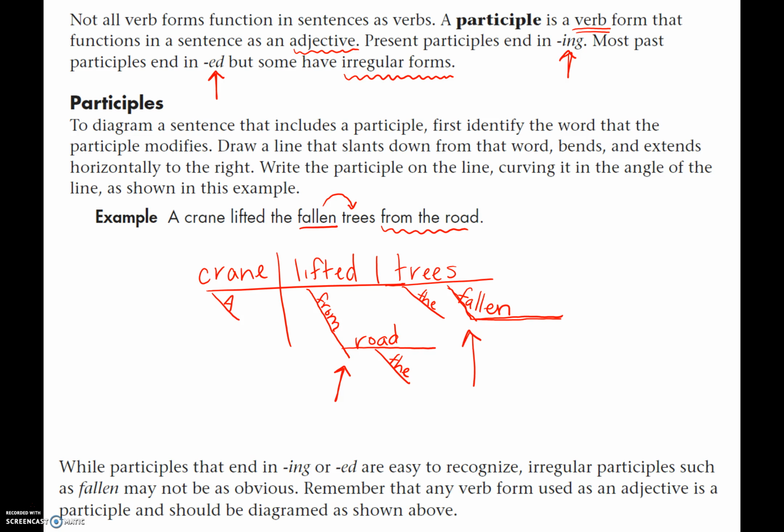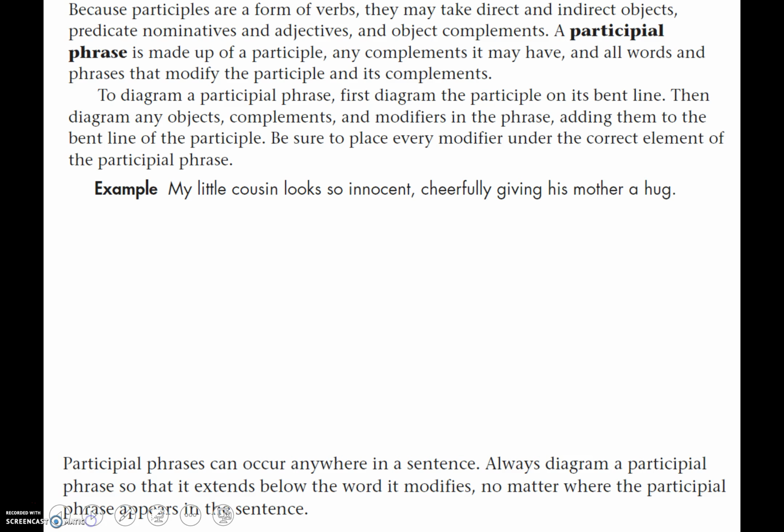So the second example that I want to show you is one where you have a participle phrase, not just a participle by itself. In the example, it says, "My little cousin looks so innocent, cheerfully giving his mother a hug." In this sentence, cheerfully giving his mother a hug is describing the cousin, what the cousin, the noun, looks like, but it is giving, which is typically associated with verbs. So we have a participle here. Let's go ahead and diagram the rest and then we'll do the participial phrase.